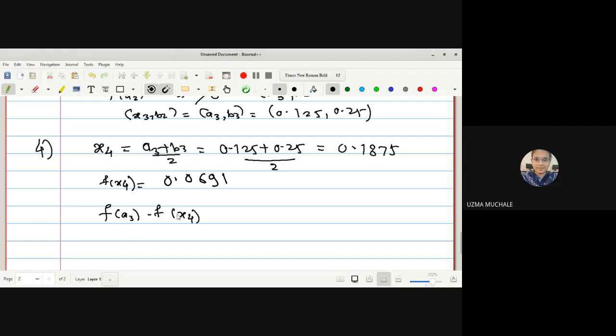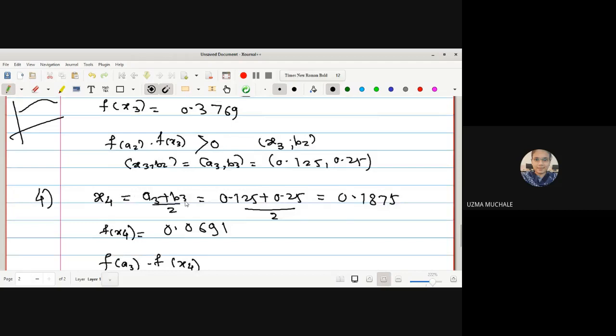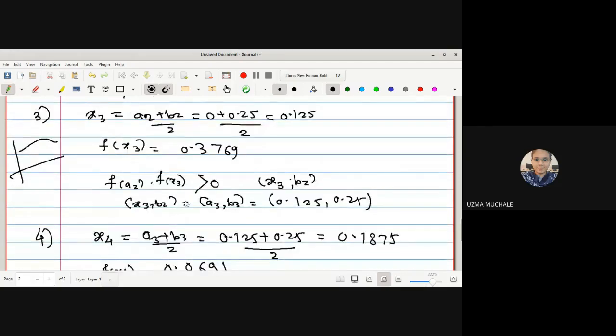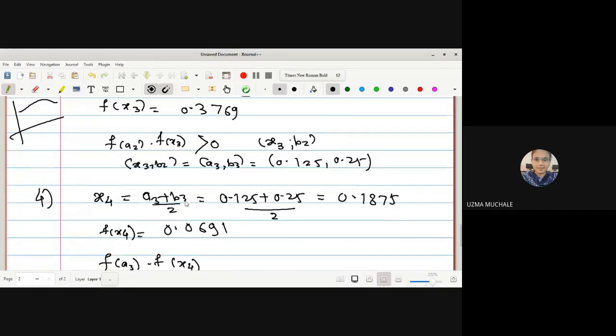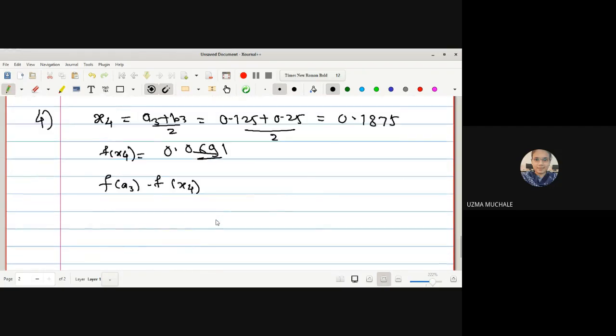Okay, now you have to check f of a3 into f of x4. What is a3? It is nothing but 0.125, which is nothing but f of x3. So both are positive. This one is also positive. This is also positive. What is the resultant? We can say it is greater than 0. Correct? Getting the same thing?